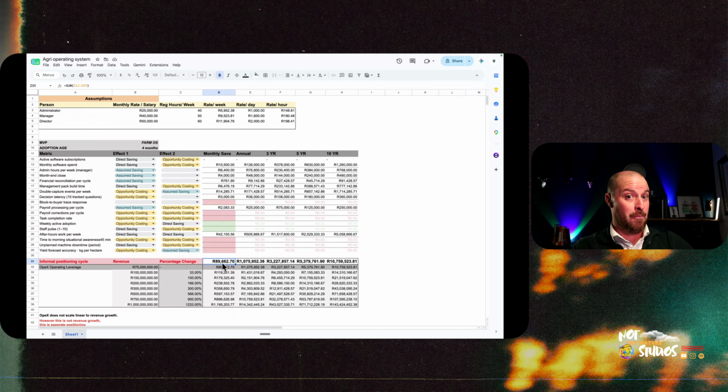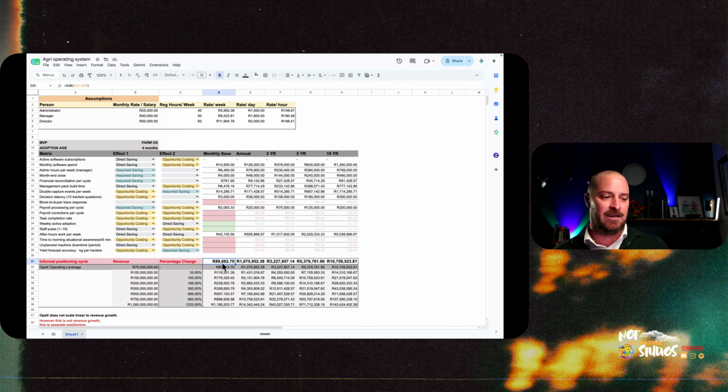This is from their operational expenditure only. Annually, they're saving 1.1 million Rand. 3 years, it would be 3.3, 5 years, 5.3, and 10 years, 10 million Rand. From an OPEX point of view, just based on their current business operations, without even taking into consideration scaling effect and margins increase, if you want to put it like that.